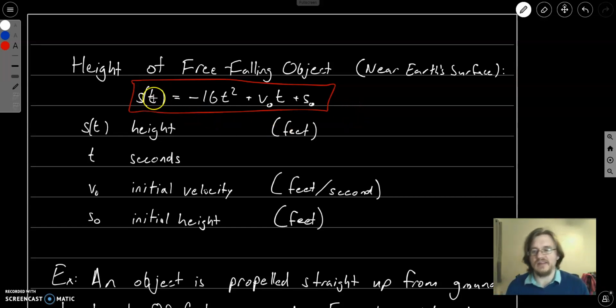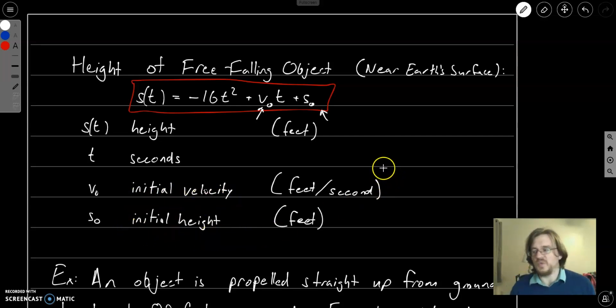So our function here, s, is the height of the function. So s of t is going to be the height of this object at time t. And the height is going to be measured in feet, and t is going to be measured in seconds. But this does depend a little bit. So there's v naught here, and there's s naught. So v sub 0 and s sub 0. And these are the initial velocity and the initial height.